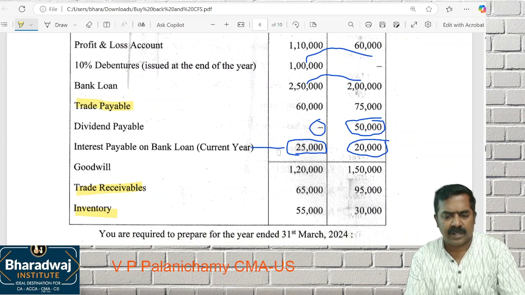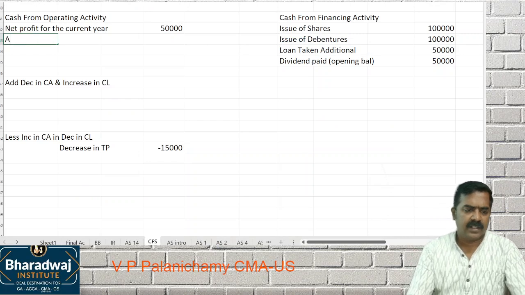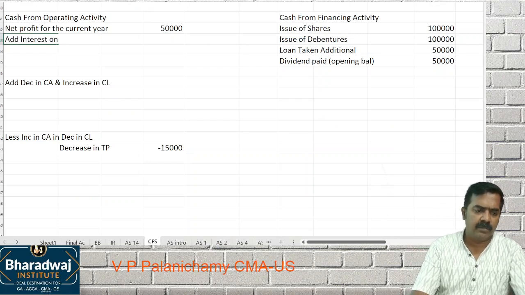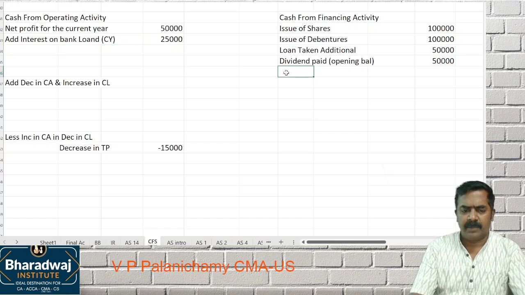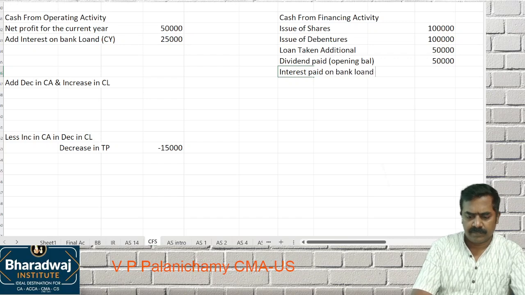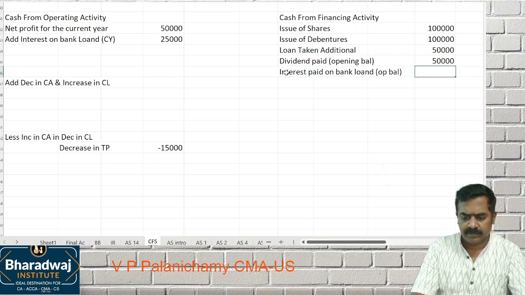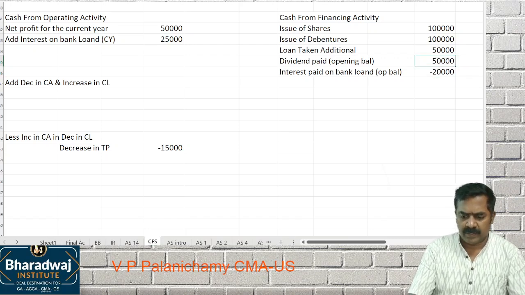Then interest on bank loan. Current year interest is a non-operating item. Add interest on bank loan. Current year, nothing but closing balance. We'll add back. Opening balance would have been paid. That opening balance, how much is paid? 20,000. Dividend paid also minus amount only.